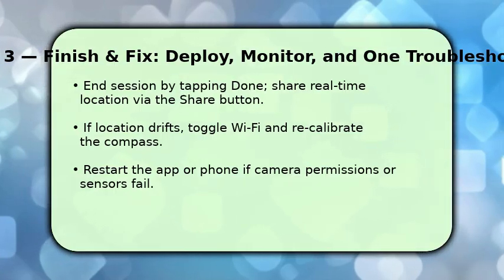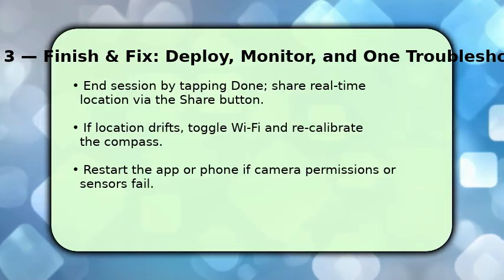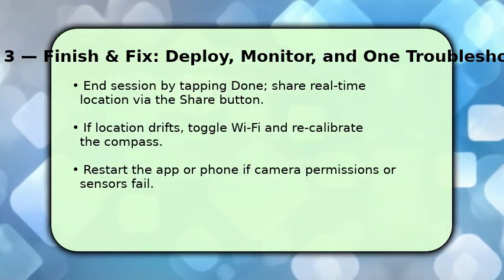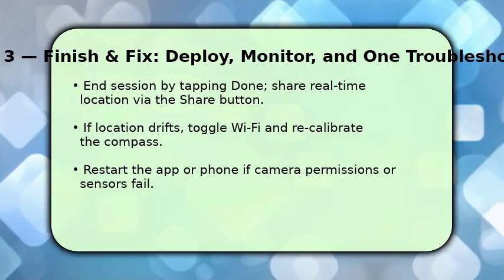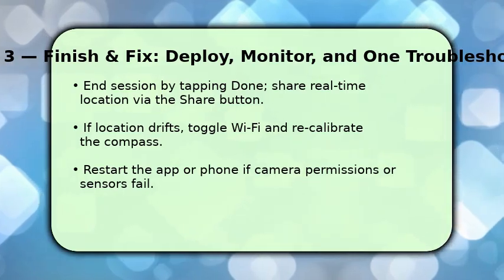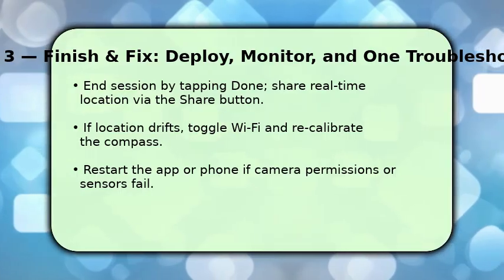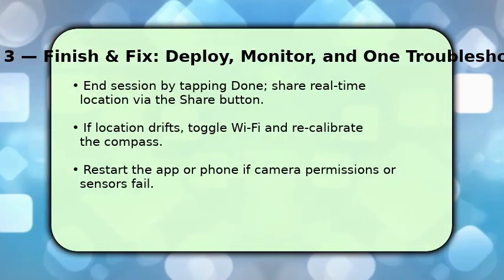This keeps others updated. If you see drift or misaligned arrows, make sure GPS has a clear sky view. Toggle Wi-Fi and recalibrate the compass by rotating the phone in a figure 8. If problems persist, restart Maps or your device. That usually clears sensor and permission glitches, so live view runs smoothly again.